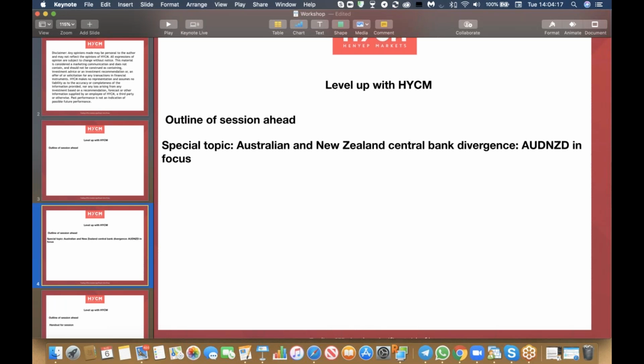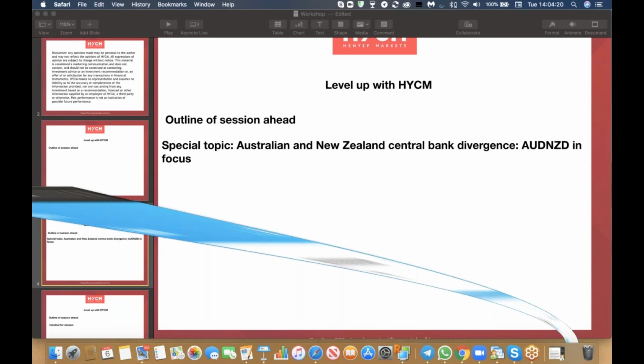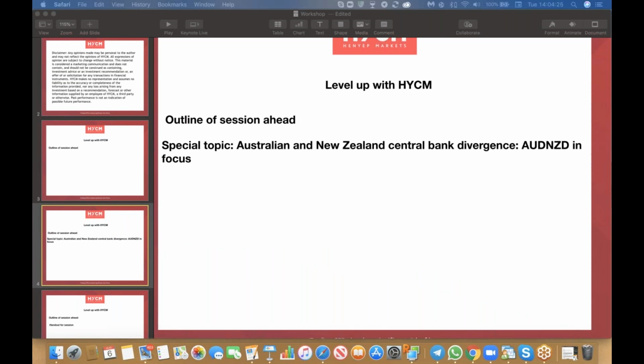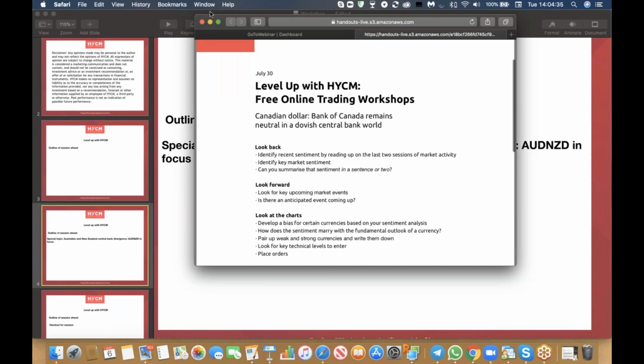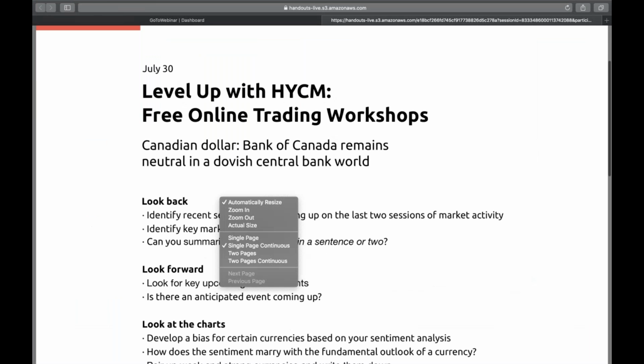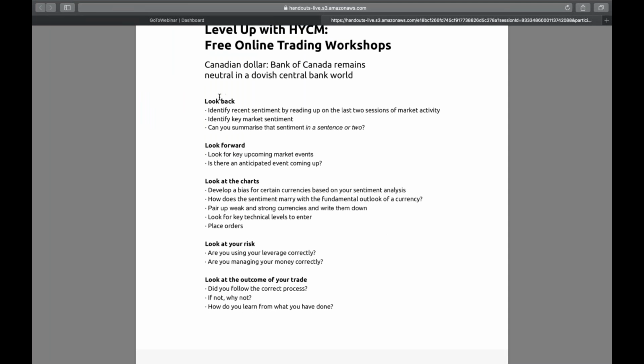Okay, on the handouts, don't forget we've got the workshop guide here. If you go to the GoToWebinar control panel, under the handout tab, you've got the handout, and I tried to divide this workshop following these 5 titles: looking back, looking forward, looking at the charts, looking at your risk, and then looking at the outcome of your trade. So I try to have 5 basic pillars, as it were, for trading, and these are the 5 foundations which I use on a day-to-day basis. I just do these things intuitively, through habit.